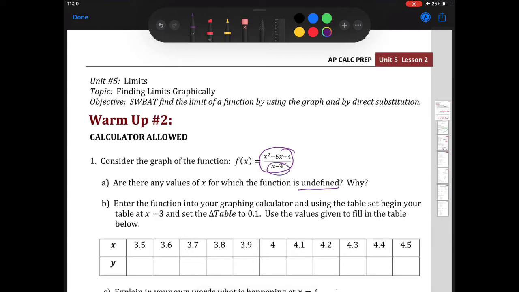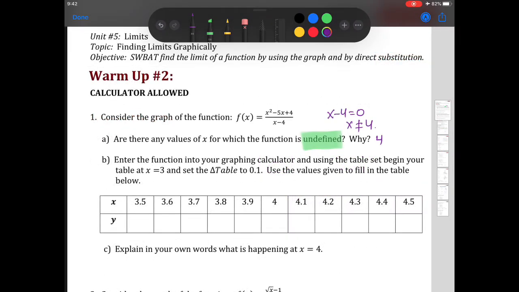When my denominator, I really don't care about my numerator, when my denominator is 0, right? Or anything I substitute for x that makes it 0. So what would that be? So x minus 4 equals 0, set it equal to 0 and solve. So x equals 4 will make my denominator 0. So what are the x values? It is 4, right? And it says why? Because it makes my denominator equal to 0.